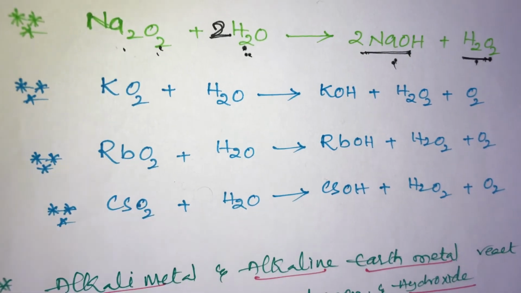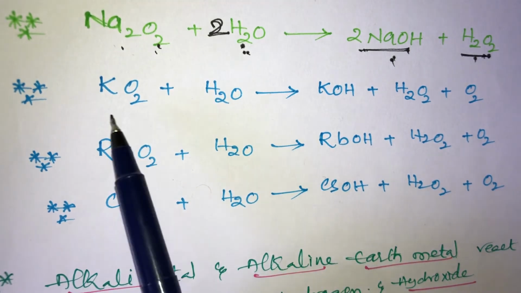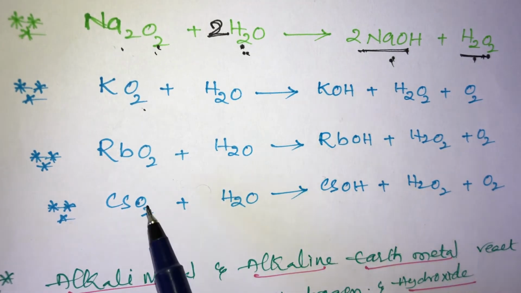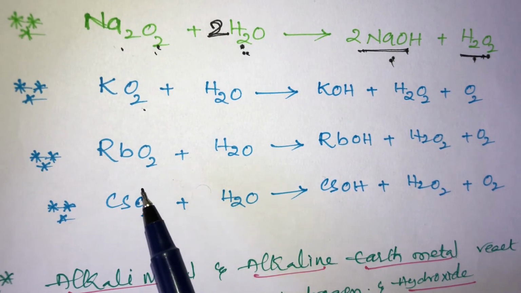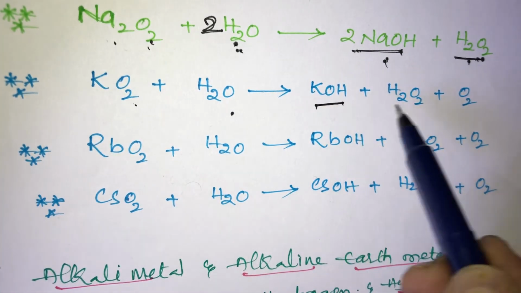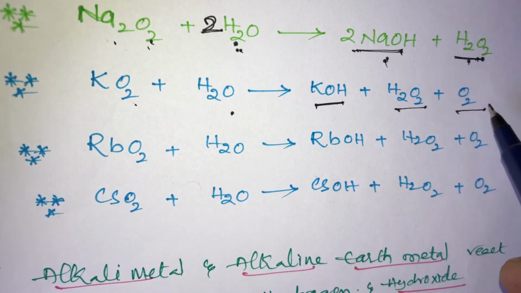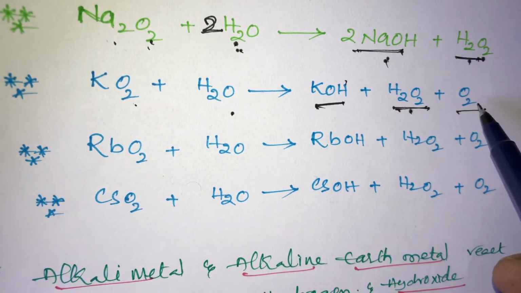Another one is KO2, RbO2, CsO2, superoxides. These superoxides are potassium superoxide, rubidium superoxide. These superoxides dissolve in water to give strong bases, hydrogen peroxide and O2. Here three types of products will be produced: one is base, another is H2O2, another is oxygen.